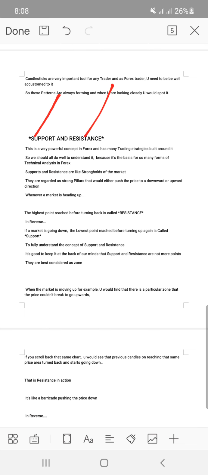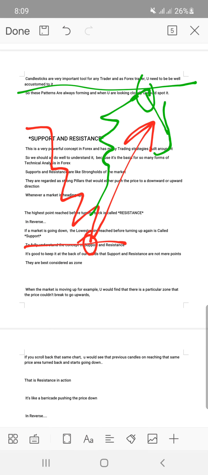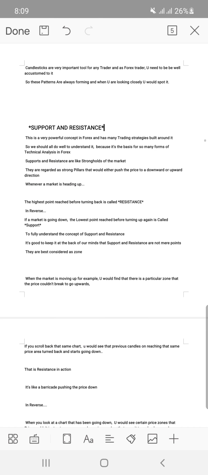Now, in support and resistance, we have first of all the support, and we have the resistance. Support is the lowest point reached. Let's say price is going down. The support is the lowest point reached by price before price changes direction up, while resistance is the highest point reached by price before the market changes direction. Right? So support is the lowest point reached by price before the market changes direction, while resistance is the highest point reached by price before the market changes direction.